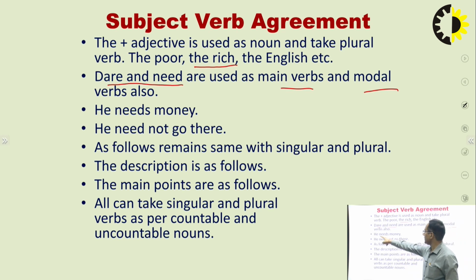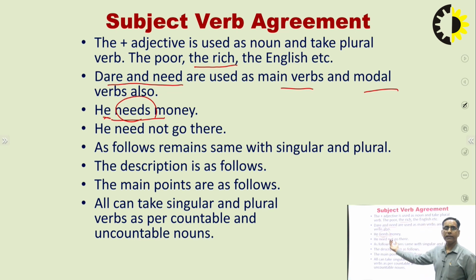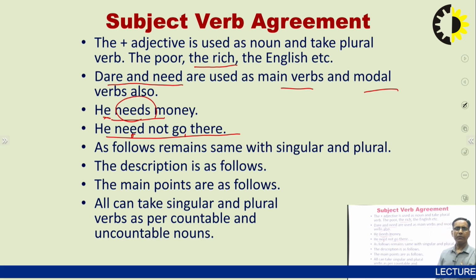So whenever we say "he needs money", that is a main verb. But if I use I or you, then "you need money", "I need money". It will change because it is used as a main verb. But "he need not go there": now it is used as the modal auxiliary verb. It is not the main verb. The main verb is go. So here you cannot change. You cannot write "he dares not go there". Totally wrong. "He dare not go there."